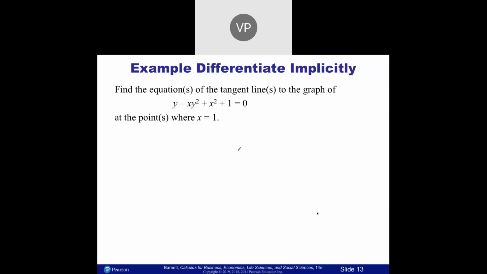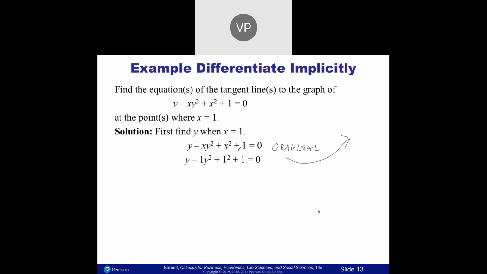All right, we have y minus xy squared plus x squared plus 1 equals 0. We want to find the y when x equals 1. Okay, so the question is find the equation of the tangent line at the point x equals 1. So they're just going to plug in 1 to start for x. And remember, you're plugging this into the original equation right here.